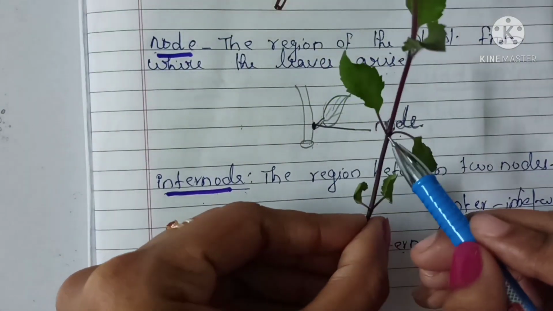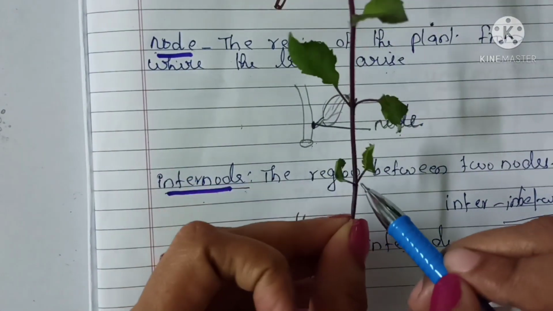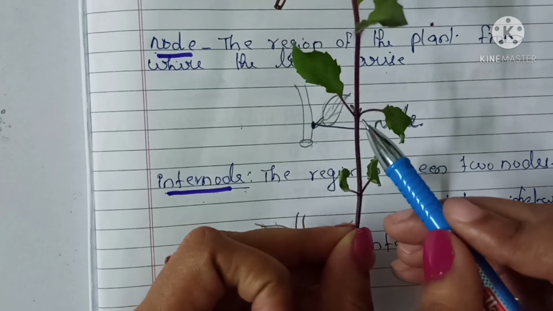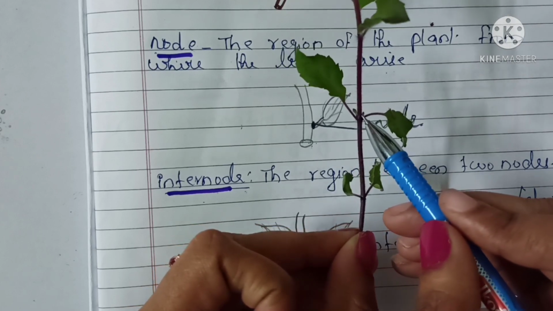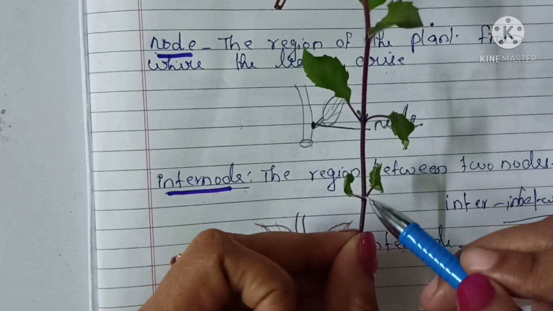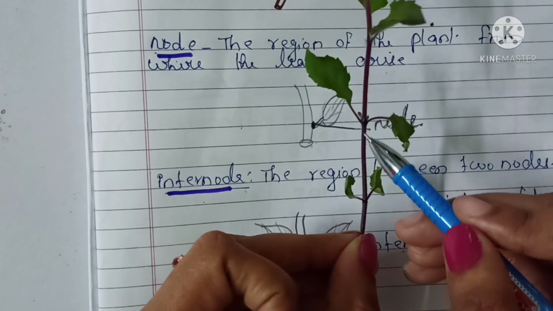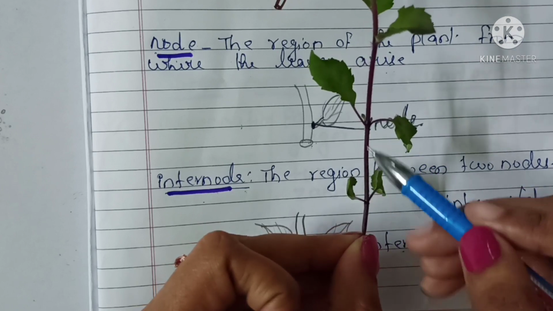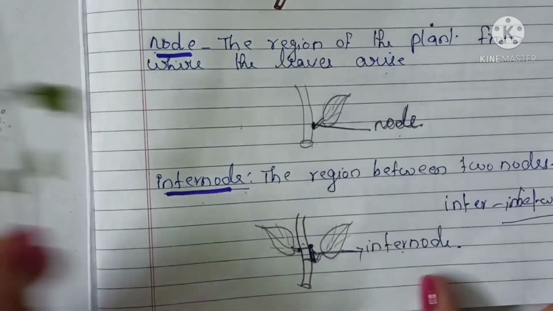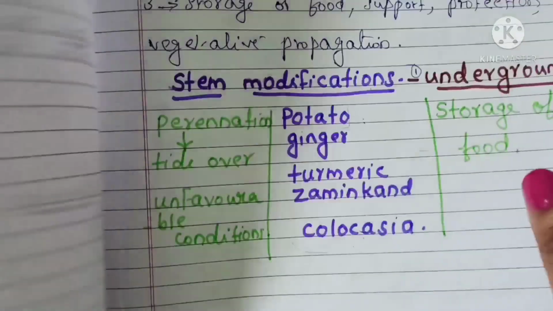In the real plant you can see here, this is one node, a leaf is arising. This is the next node, leaves are arising. So this portion from this node to this node, there is a region or a gap. This region is known as the internode. I think this much is clear for you.